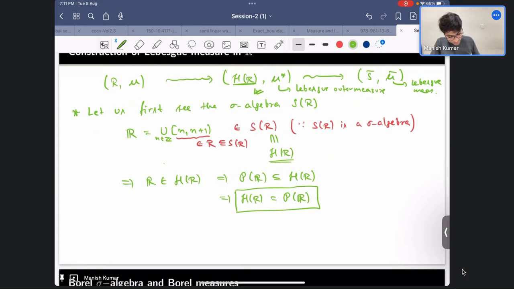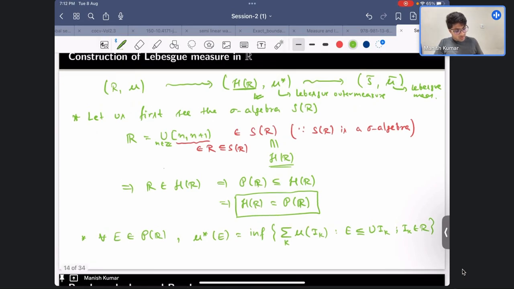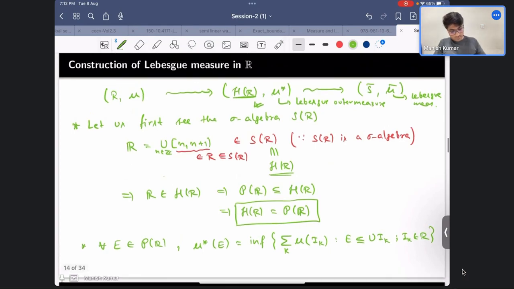So how will we define it? For all E belonging to the power set of R, mu star of E will be nothing but the infimum of the summation of mu of Ik, k from 1 to infinity, such that E is covered by the union of Ik, and Ik belongs to R. This will be the definition of mu star, where mu of Ik is nothing but the length of Ik. Is this fine? This is just the definition I gave.